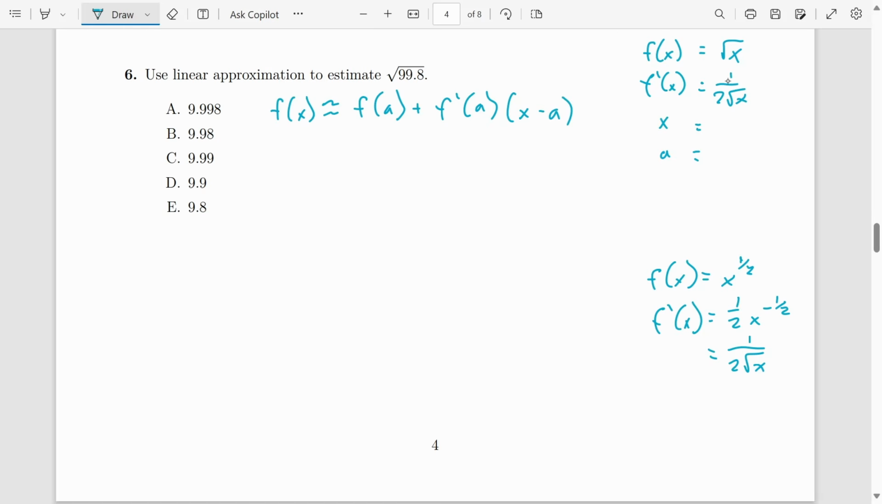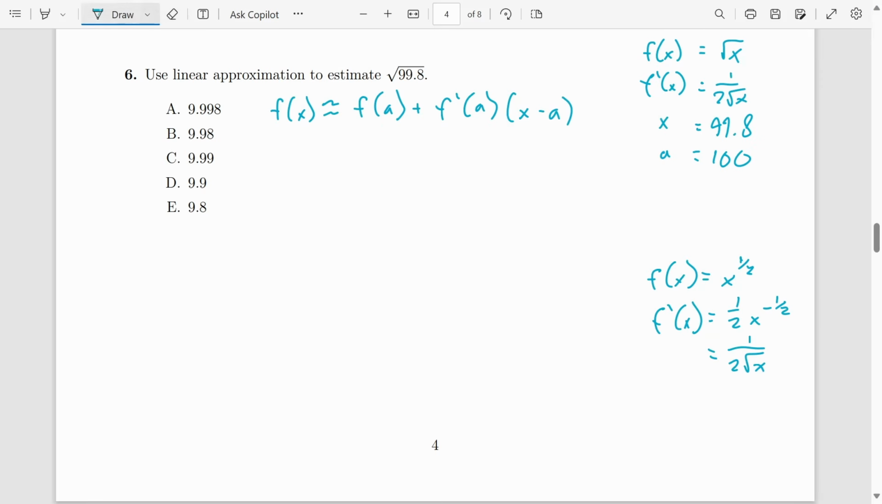Now x is the original value, which is 99.8. And a is the approximated value. So a is a value that is really close to x, but is far easier to plug into our f of x. Since 99.8 is really close to 100, and 100 is really easy to take the square root of, let's make our a 100. So there we go. Those are the 4 pieces of information we need to solve this.